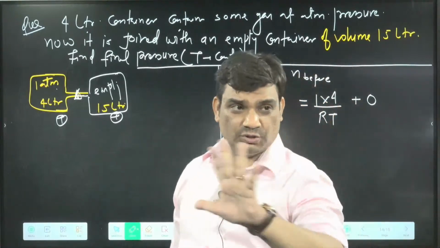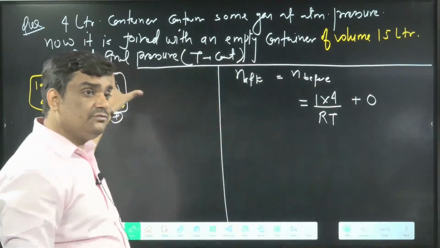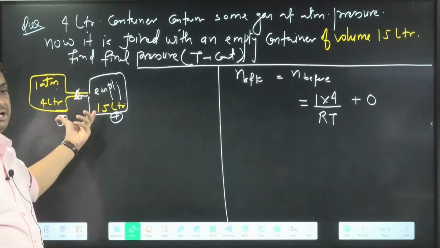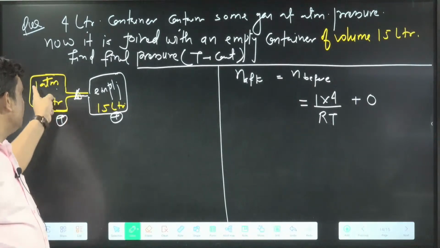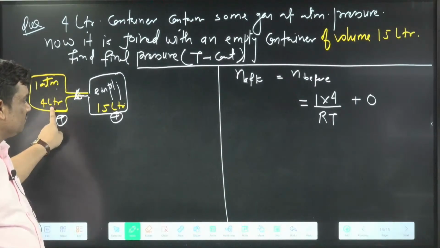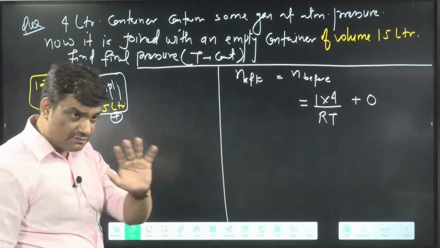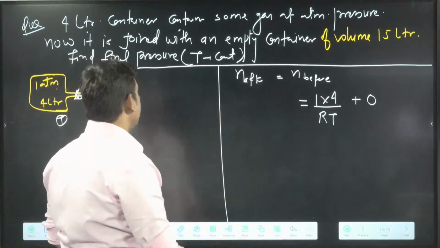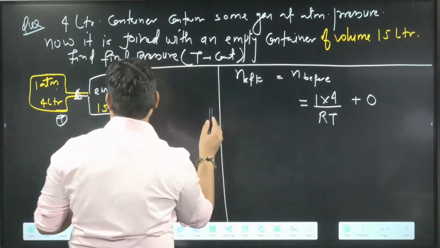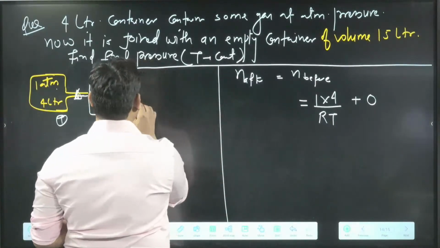The second container is empty, so nothing is there. Only in the first container will moles be there, so we use PV by RT, with pressure 1 and volume 4 by RT, and the non-converting terms will be cancelled. Then after that, we can assume the pressure becomes something different.